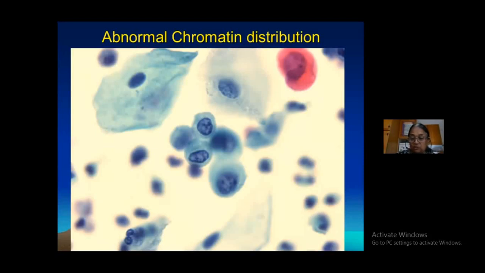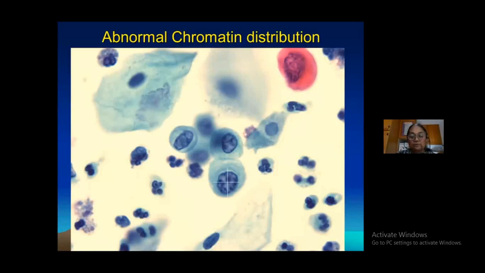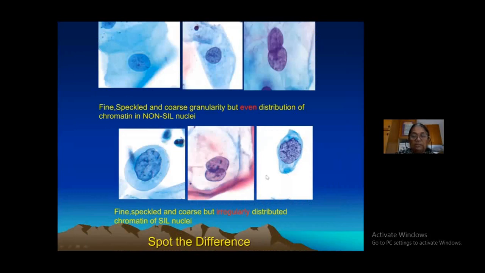As you can see when you are screening this slide, just try to think in your mind, dividing it into 4 quadrants and see the chromatin distribution. If it's unequal, it's SIL. You can see in this picture, the top one has abnormal chromatin, fine speckle or coarse granularity, but evenly distributed chromatin. It means it's not SIL. However, the same nuclei and same chromatin pattern, when abnormal chromatin is irregularly distributed, it means it's SIL.